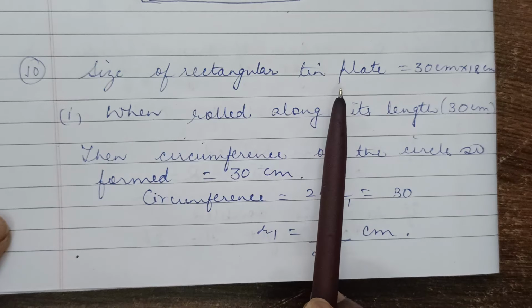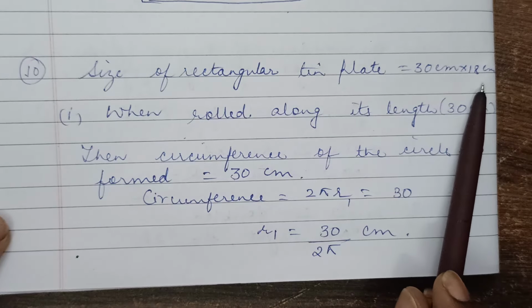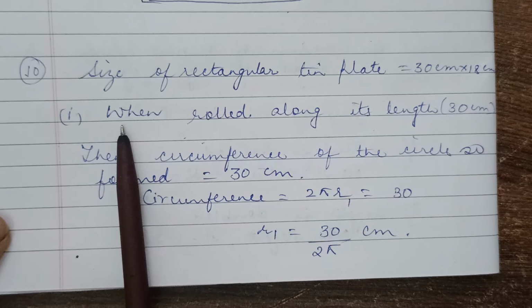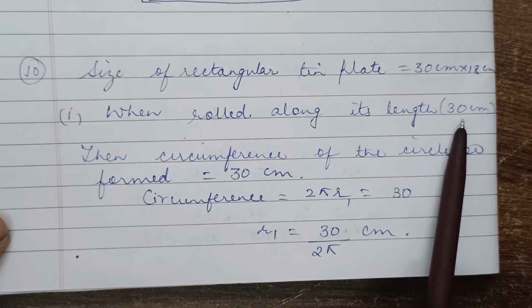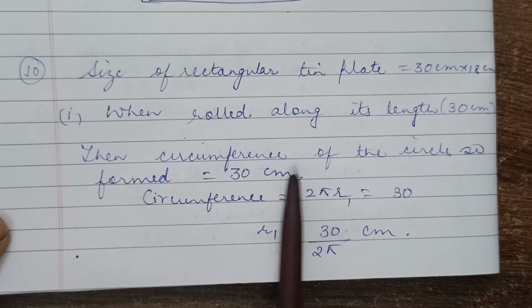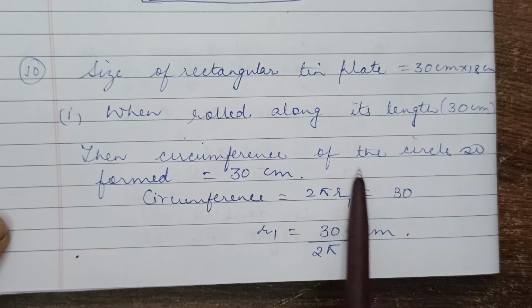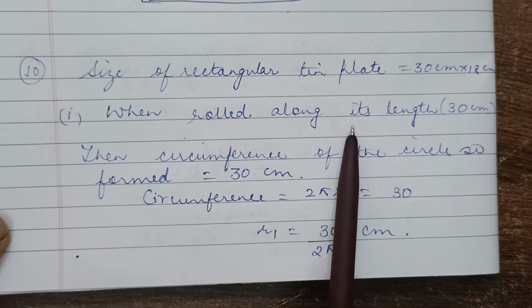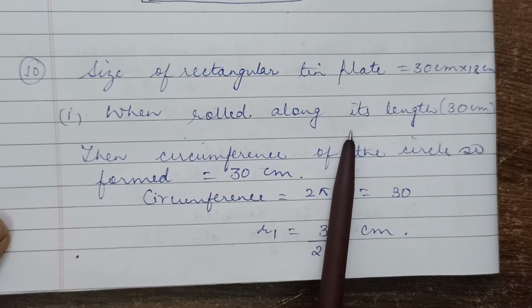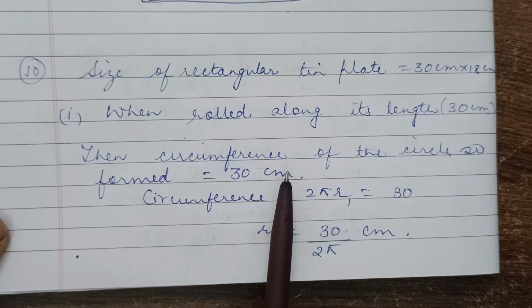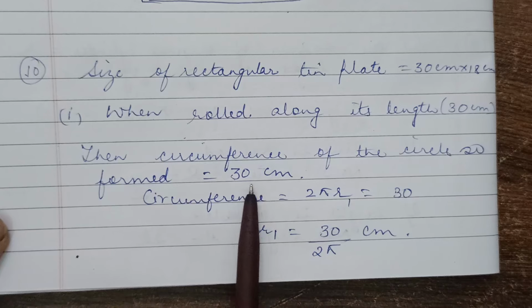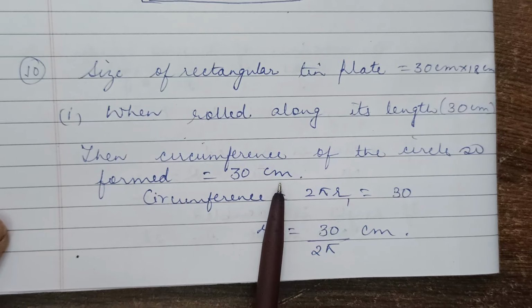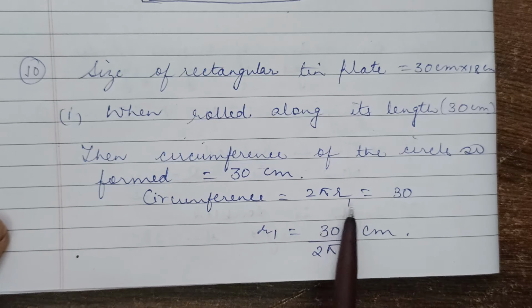Size of rectangular tin plate is 30 into 18 centimeter. Now let us see when rolled along its length, that is 30 centimeters. So when rolled along its length means the circumference of the circle so formed, because we know that cylinder will be circular in shape. So when it is rolled along its length, that is 30 centimeter, its circumference is 30, means 2 pi r1 is equal to 30.